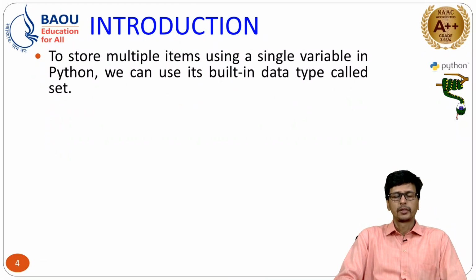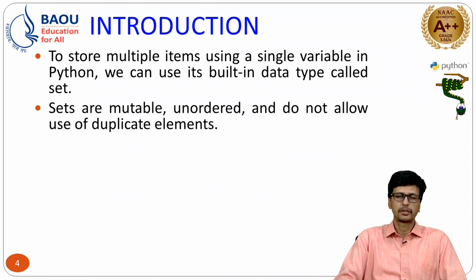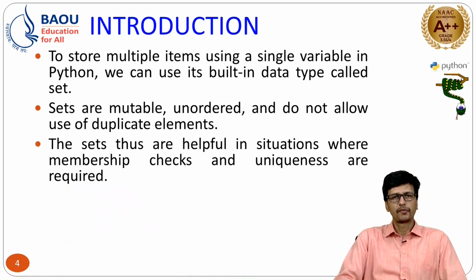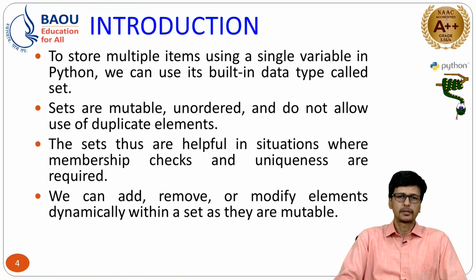Now, introduction. To store multiple items using a single variable, in Python you can use the built-in data structure, set. As you are already aware, in the previous data structures we have discussed list, tuple and dictionary. If you want to create a list, you use square brackets. Suppose you want to create a tuple, in that case you use parentheses. If you want to create a dictionary, then the key and value pairs are inside curly brackets. In the same way, you follow the syntax here to create a set.